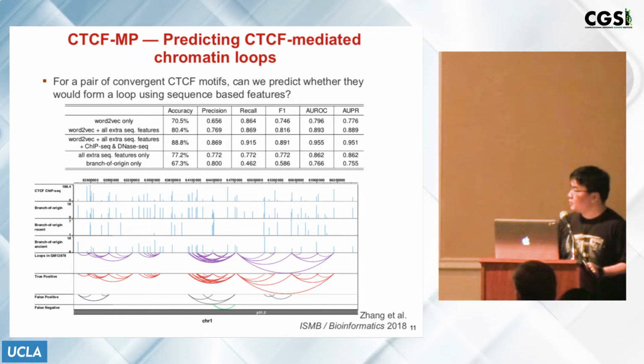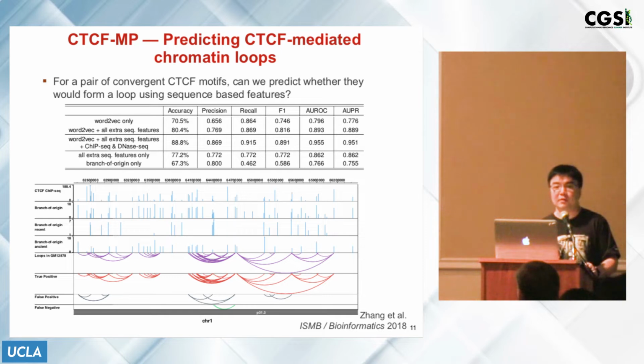And again, I won't introduce the method because this is very similar to the word2vec model I introduced in the first work. And as you can see, if you only use word2vec, you can achieve pretty good performance in terms of AUROC and AUPR. And if you only use the branch of origin, the information I showed you earlier, that older motifs are more likely to form loops, you can still get fairly good AUROC and AUPR.